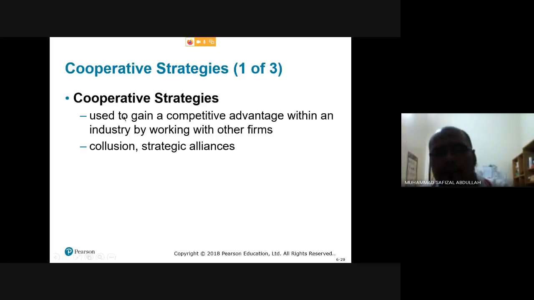This strategy is used to gain competitive advantage within an industry by working with other firms. In the first strategy, the competitive strategy, you are trying to gain competitive advantage by beating off other competitors. But in this one, you are trying to get competitive advantage by working with other firms. Examples of cooperative strategy are collusion, or kerjasama, and strategic alliance, or pakatan strategik.